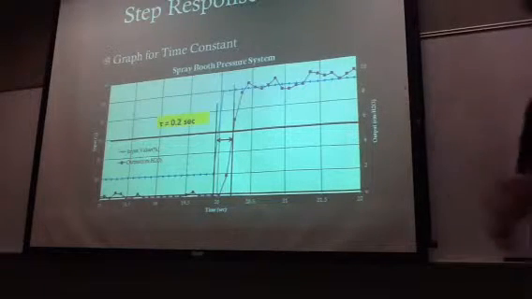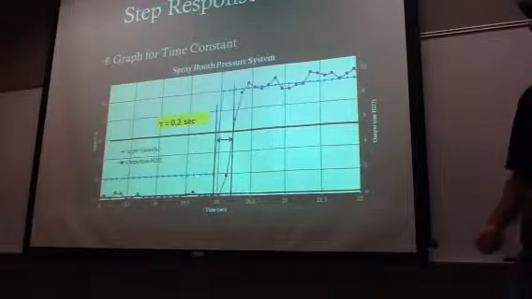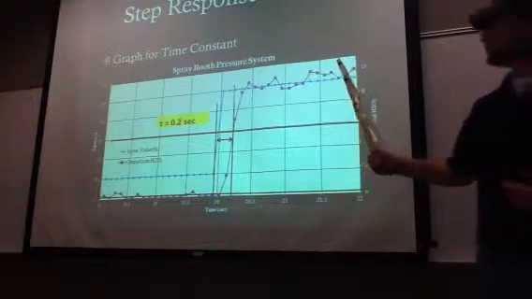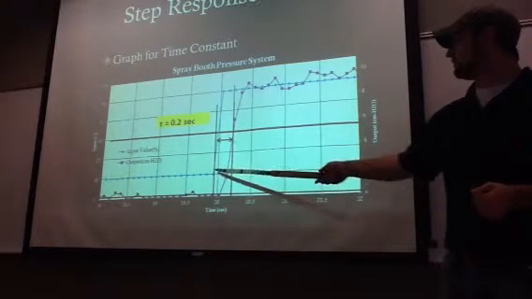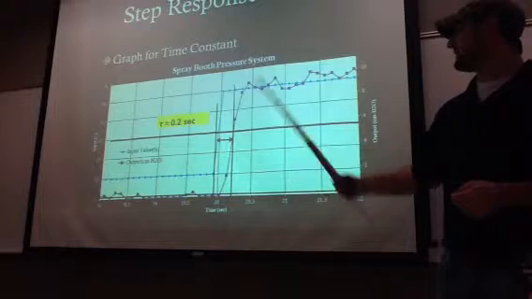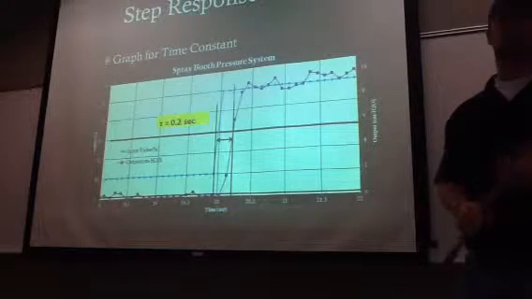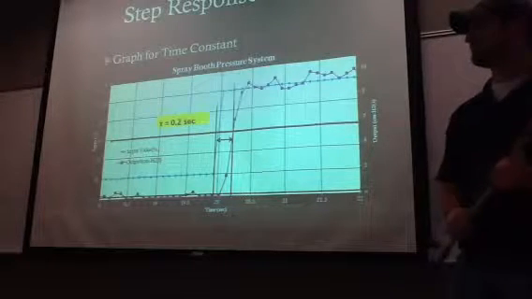And this is for the time constant, for tau. You take 63.2% of your gain. Come here. You find the difference in here, which was about 0.2 seconds. Again, not very much for us, for the spray booth pressure system.